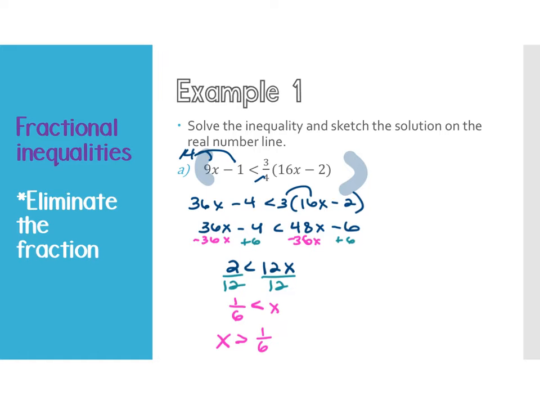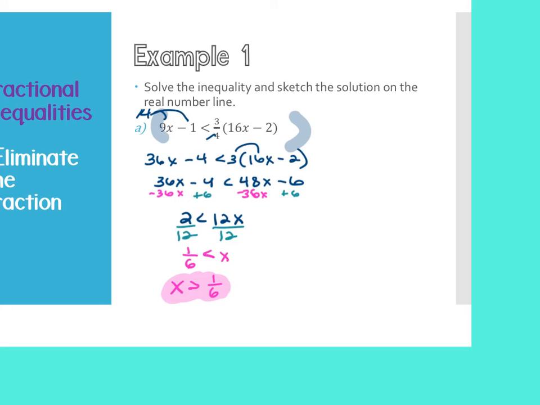So there's my answer. X is greater than 1/6 is the solution, but then I want to graph it on the number line. So I'm going to draw my number line. 1/6 would be in between 0 and 1. It doesn't have to be exactly in between. It's fine. Greater than is a parentheses pointing toward the right. Questions on that one?